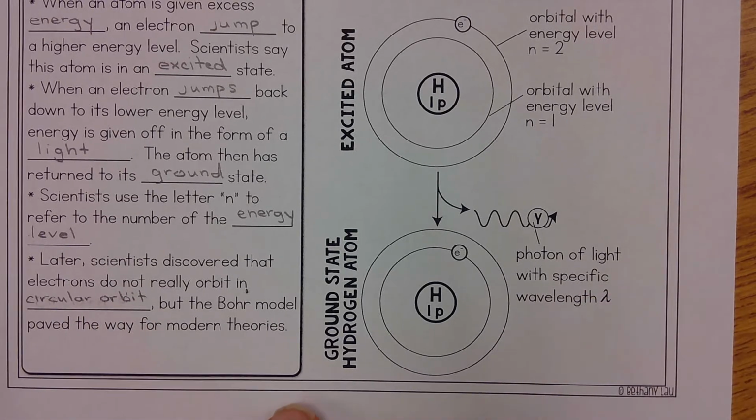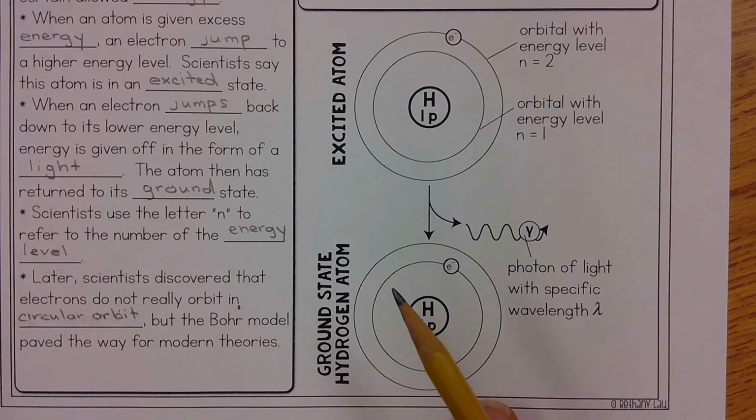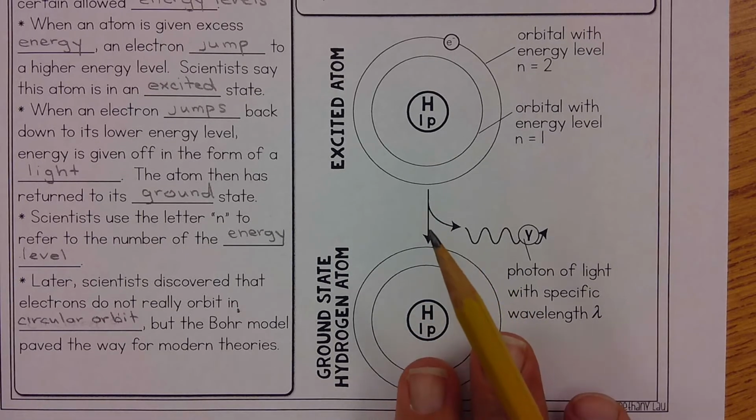Like a planet. But this model, again, we still use it, especially in our lower level chemistry classes. And it really gave us a lot of good information about the atom and the electrons.